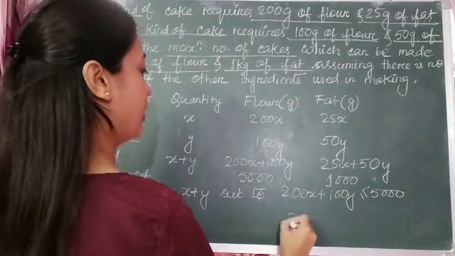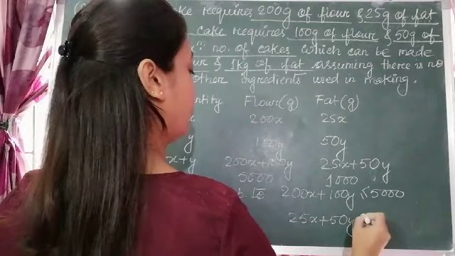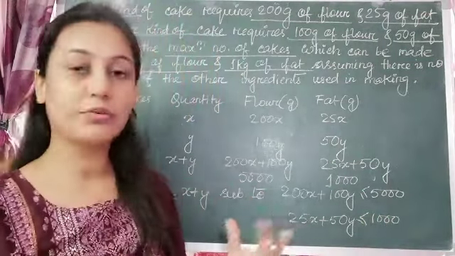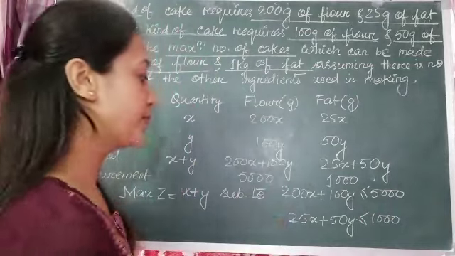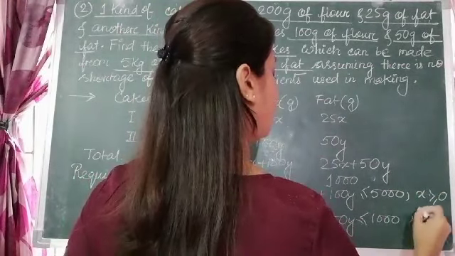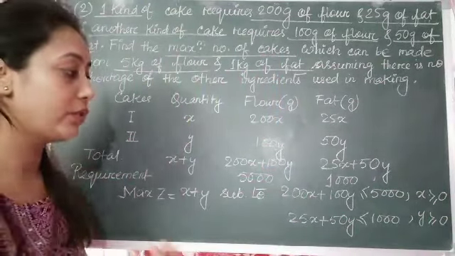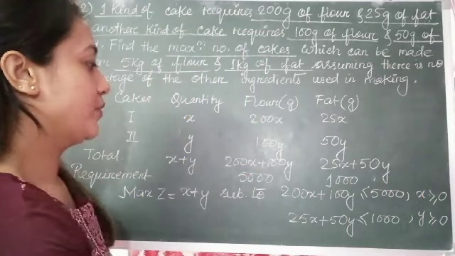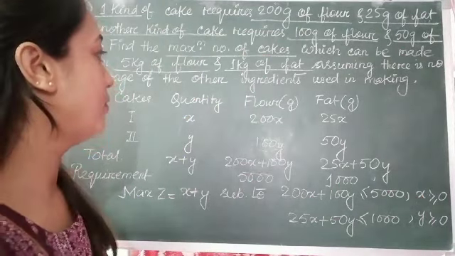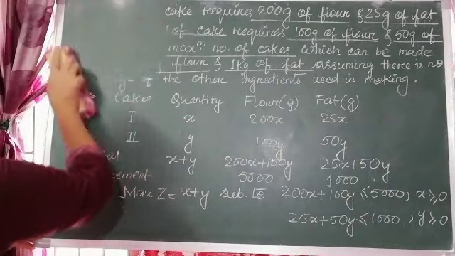And the next is 25x plus 50y. Here again less than equals to 1000 because they are having 1 kg of fat, so you cannot exceed 1 kg. And here again x and y both have to be greater than equals to 0 because they are the quantity. Okay, quantity cannot be negative. So I guess this part is clear. So let's find out the values of x and y first and then substitute here. You'll get the maximum value of z.